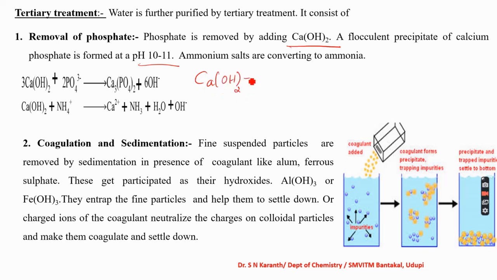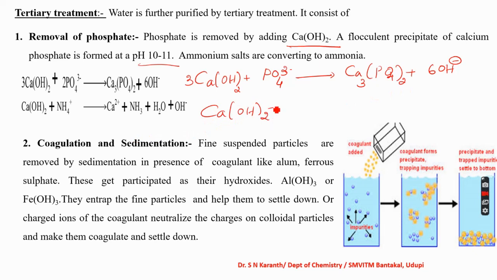When you introduce it to water, it absorbs phosphate ions, forming calcium phosphate, Ca3(PO4)2, along with the formation of hydroxyl ions. That means we can remove almost all phosphate ions. In the same way, when you add calcium hydroxide to water, the ammonium ion present in water is converted into ammonia, along with the formation of calcium and hydroxyl ions. Thereby we can remove phosphate in the form of calcium phosphate and ammonium ion in the form of ammonia.